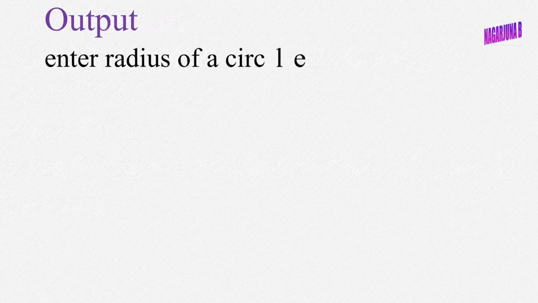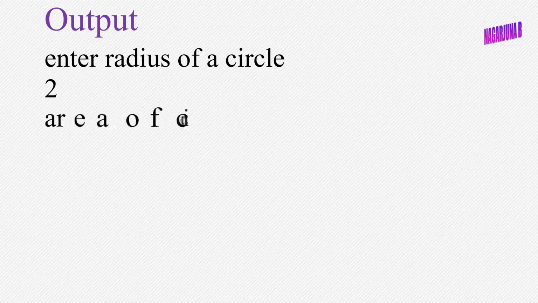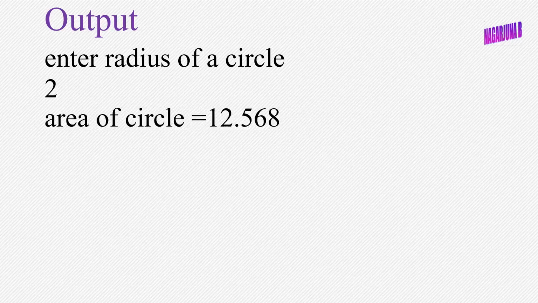The output of the program will be, first it will ask the user to enter the radius of a circle. Then I will enter the value as 2. Then it will display area of circle is equal to 12.568. If instead of writing %4.3f, I had written only %f, then it would display area of circle is equal to 12.568 followed by 3 zeros, because float has a precision up to 6 digits.